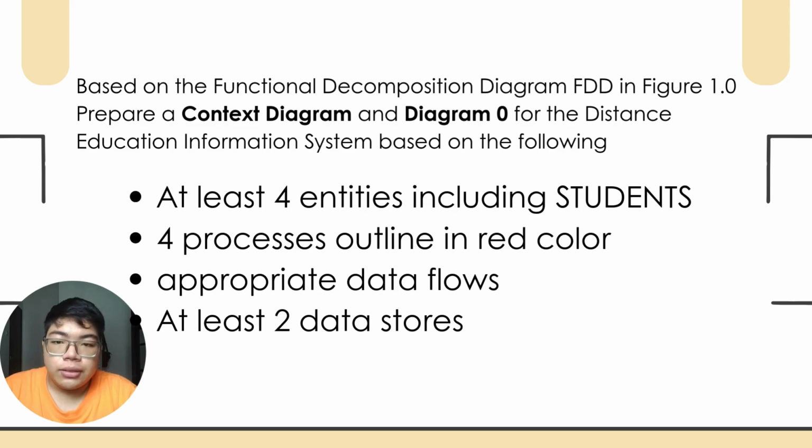Based on the diagram in Figure 1, we are required to prepare a context diagram and diagram 0 for the distant education information system based on the following: at least four entities, including student, four processes outlined, which will be in color red, appropriate data flows, and at least two data stores. And the next presenter will present about the context diagram.